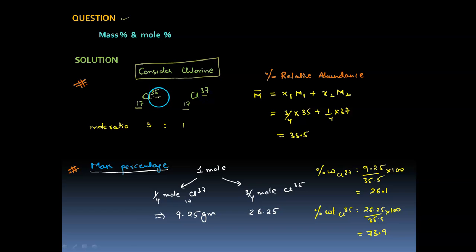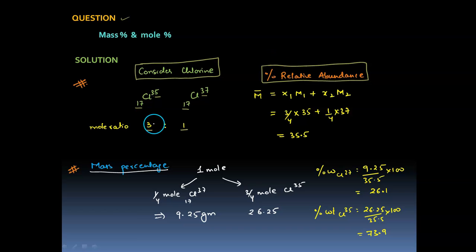right? So if we talk about the composition of chlorine in our atmosphere, we will see that it is present in the mole ratio 3:1. So for every 4 moles, 3 moles will be that of Cl35 and 1 mole will be that of Cl37. When we talk about relative abundance, we generally talk in terms of mole percentage.